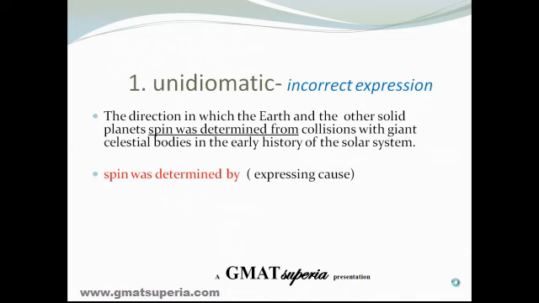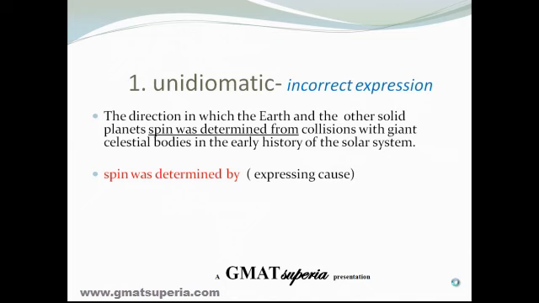Mostly when we say idiomatic, it would mean conforming to standard usage. Now, study the sentence. The direction in which the Earth and the other solid planets spin was determined from collisions with giant celestial bodies in the early history of the solar system. This is an official guide question, but I haven't used all the options here to save space. I've just given the original sentence and the correct form of the sentence part that is underlined.